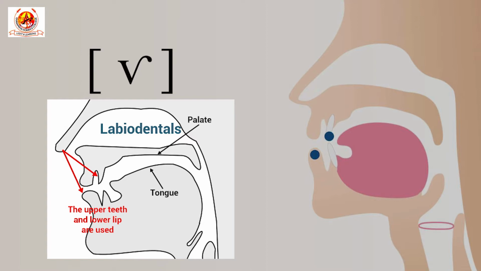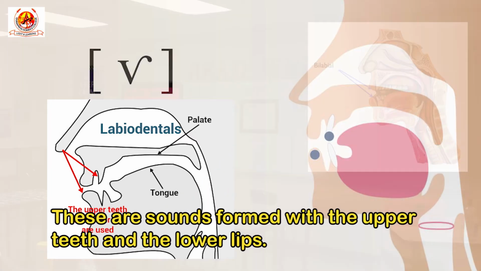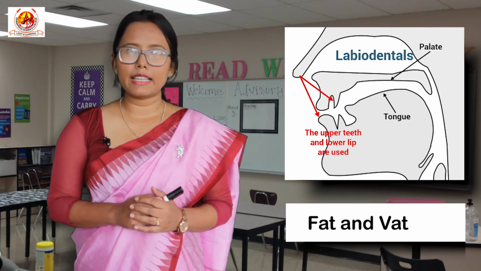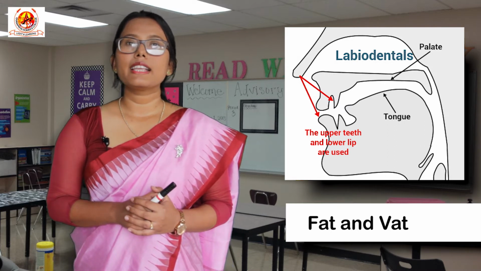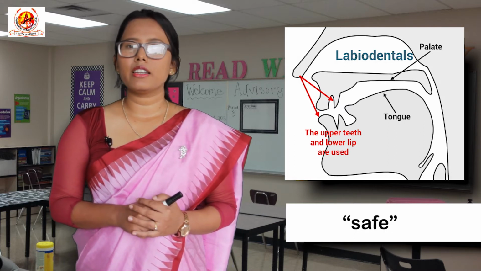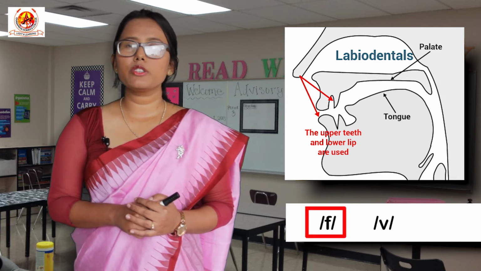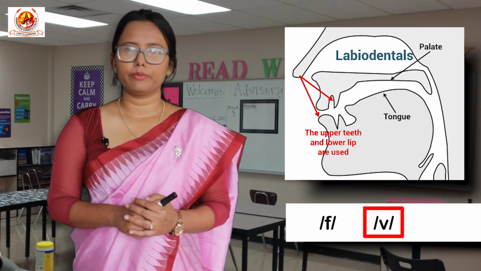The next is the labiodentals. These are the sounds formed with the upper teeth and the lower lip. The initial sound of words like fat and vet and the final sound in the word safe are labiodentals. Examples are the f consonant, which is voiceless, and the v consonant, which is voiced.